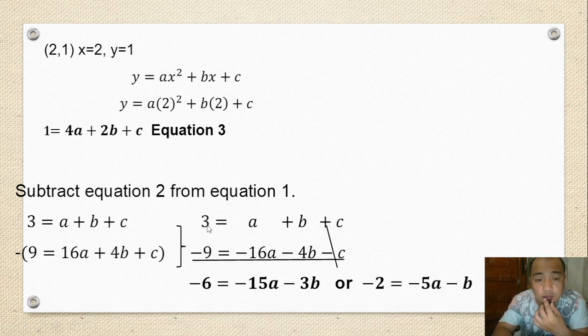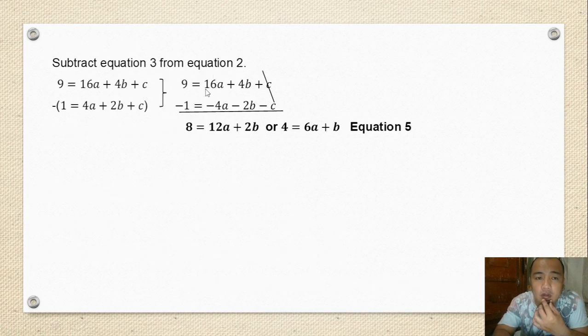Then add or subtract. 3 minus 9 is negative 6. A minus 16a is negative 15a. B minus 4b is negative 3b. We can still simplify this by dividing all terms by 3, then it becomes negative 2 equals negative 5a minus b, which is our equation 4 now. So after solving for equation 4, let's proceed to equation 5 by subtracting equation 3 from equation 2.